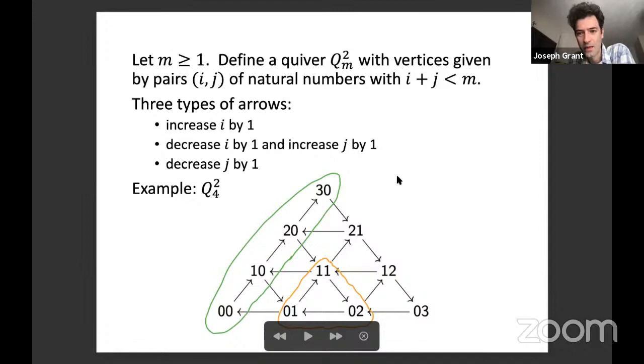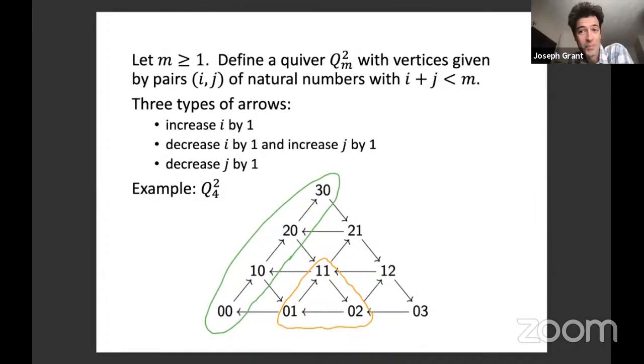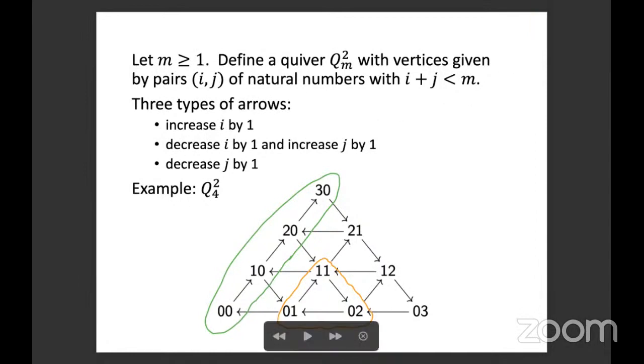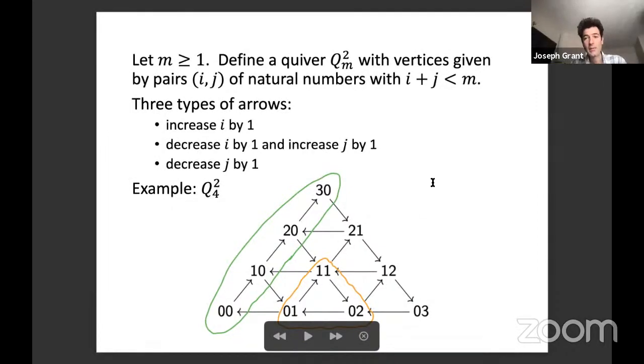I guess this quiver is, I've given some combinatorial description, but you can build this using Lie theory, type A Lie theory. Okay. So yeah, this is a good spot. Thank you. Okay, so there's my quiver, and now I'm going to define a group.